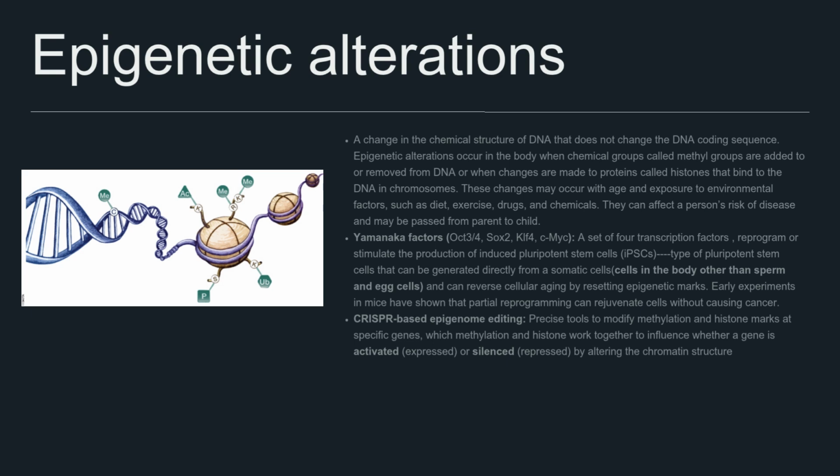CRISPR-based epigenome editing allows precise modification of methylation and histone marks at specific genes. By altering these epigenetic marks, which influence gene expression, CRISPR can change how DNA is read without modifying the underlying genetic code. This technique has the potential of impacting aging and disease treatment by controlling which genes are activated or silenced.